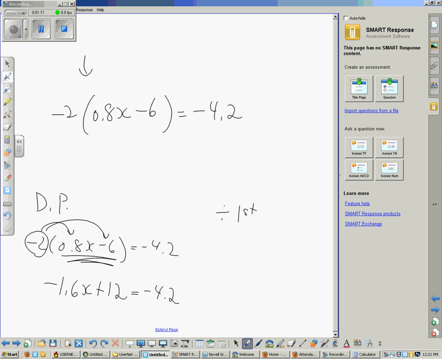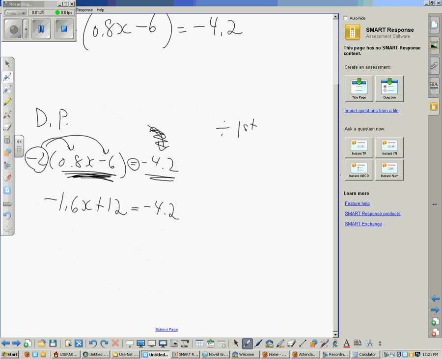Now some people think you have to multiply this side here by -2 as well, but that's not true, because if you look back at your equation, you had -2 groups of this is equal to this, right? So you just simplified it using distributive property. Subtract 12 from both sides because you're getting rid of the constant.